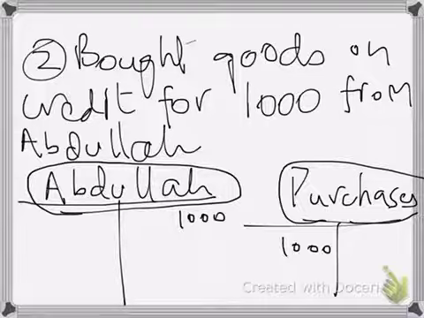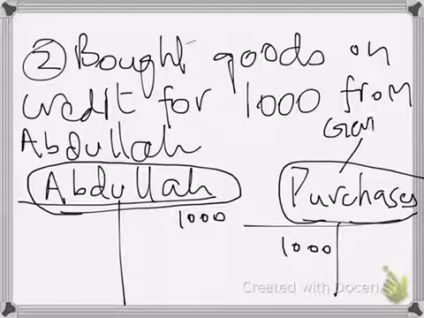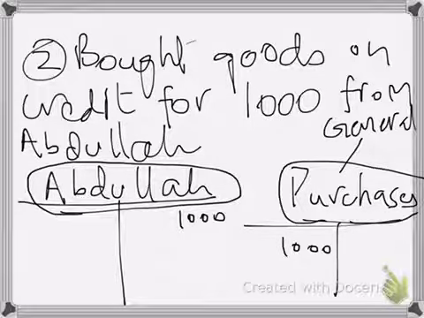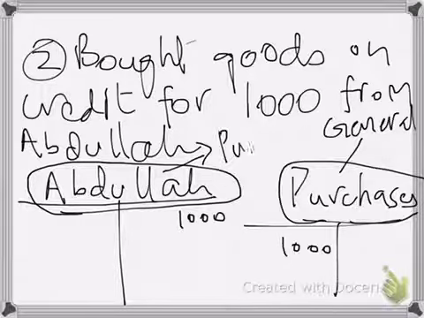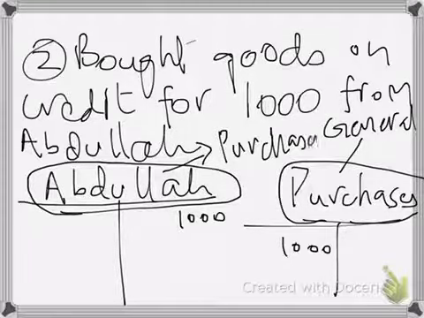Okay, so this is another example, guys. Bought goods on credit for 1000 from Abdullah. Now in this case, obviously two T accounts will be made. One is purchases and the other is Abdullah. Once again, the purchases T account will be made in the general ledger, whereas Abdullah's T account, who obviously becomes a creditor for us, will be made in the purchases ledger, right? So once again, the purchases ledger is used to make T accounts for suppliers or creditors.